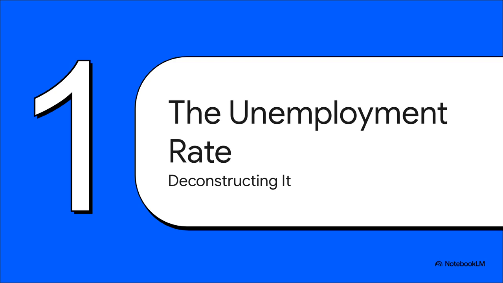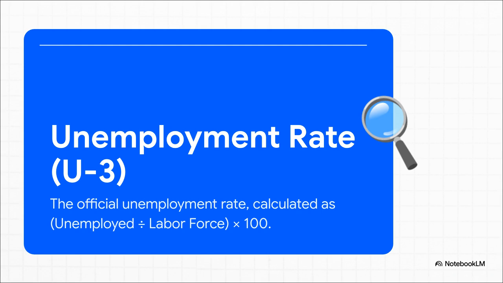Let's break it down. So this is the official formula. It's got a technical name, the youth rate, and it looks super simple. You take the number of unemployed people, divide it by the total labor force. Easy. But the real secret, the tricky part, isn't in the math at all. It's in how they define those words.